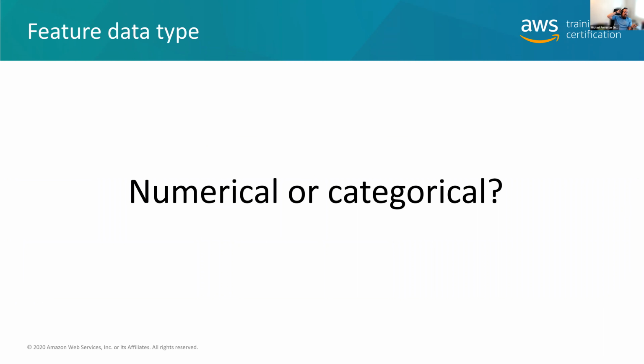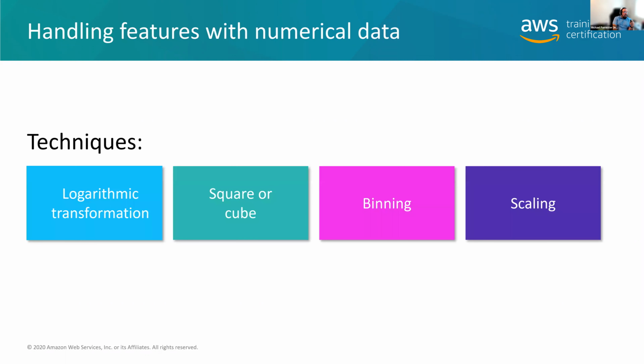Now, the techniques you use for creation and transformation will be different depending on whether you're dealing with numerical or categorical features. For numerical features, some of the techniques include taking the log, the square root, or the cube. It also might involve techniques such as binning, where you group things together, or some kind of scaling or standardization.